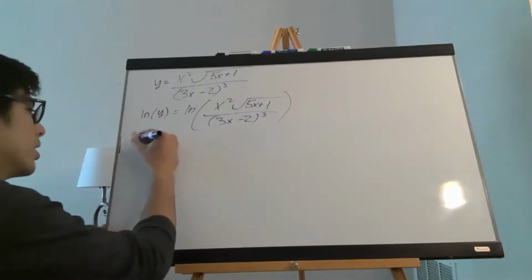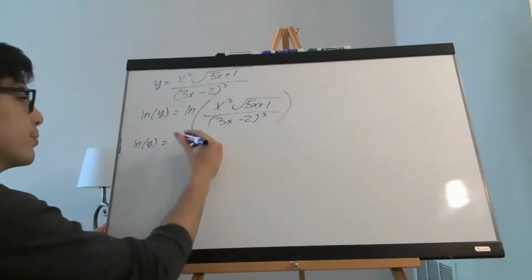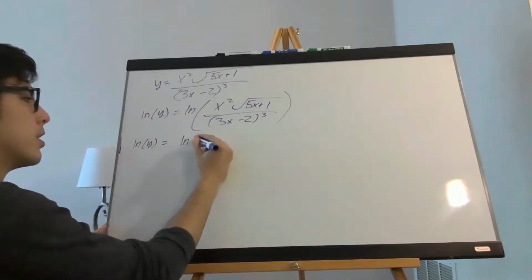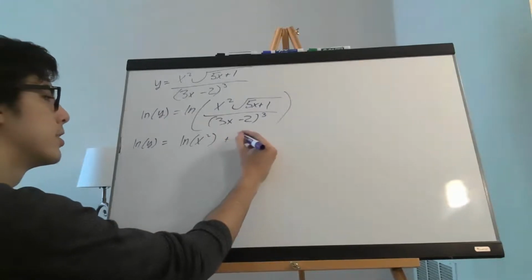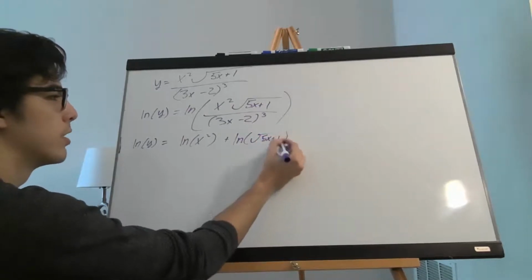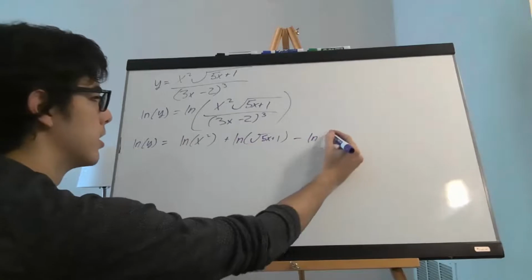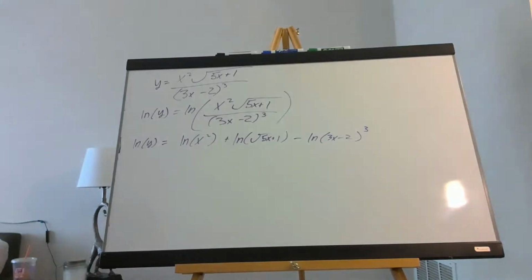So check this out. If you remember your log properties, then you should recognize some stuff here. Natural log of x squared plus natural log square root 5x plus 1 minus natural log 3x minus 2 cubed. Oh yeah, that's right. High school algebra, it's coming in use now. So if you were one of those kids that said, when am I ever going to use this in life? It's pay time. It's time to pay the teller.